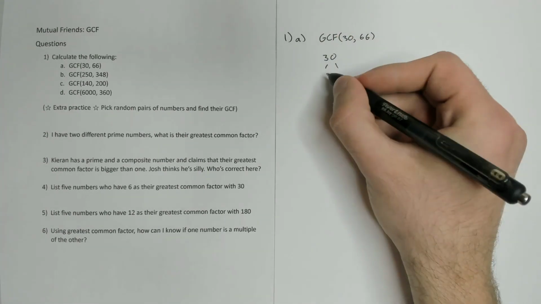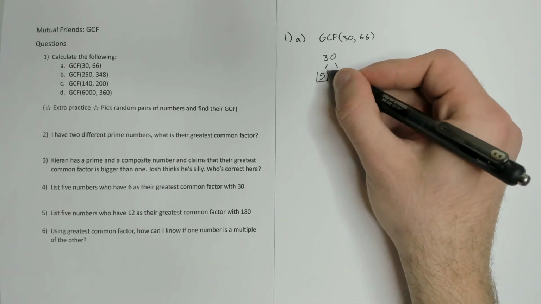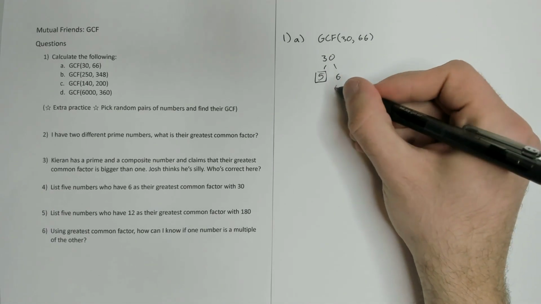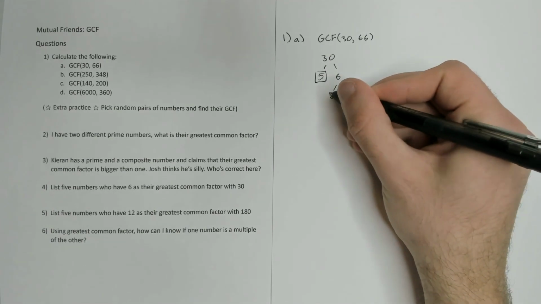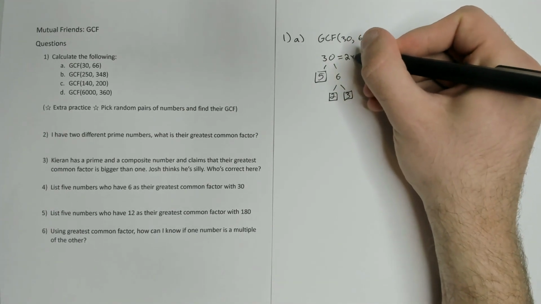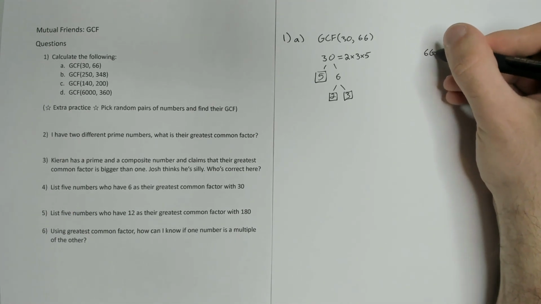So 30, that can be split up into 5 and 6, right? 5 times 6 is 30. 5 is a prime number, so that's going to give us one prime factor. And then 6 can be split up into 2 times 3, both of which are prime. So that means our prime factorization of 30 is 2 times 3 times 5. Awesome. Now let's do 66.